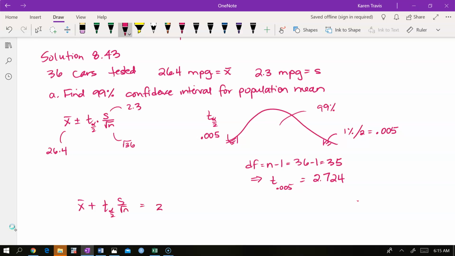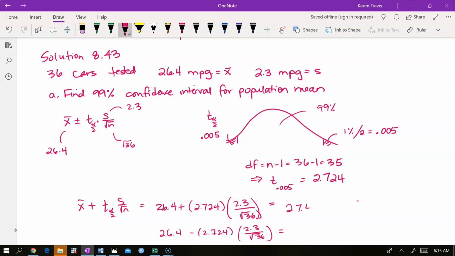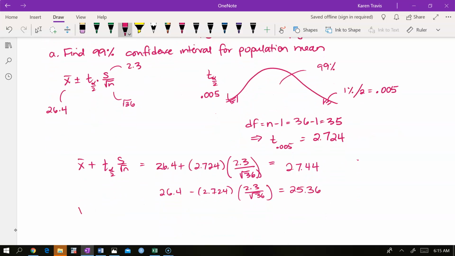So constructing our upper bound of the interval will be 26.4 plus 2.724 multiplied by 2.3 over square root of 36. And the bottom portion of the interval will look the same, except that it will be subtracted. So the upper bound is 27.44 and the lower bound is 25.36.